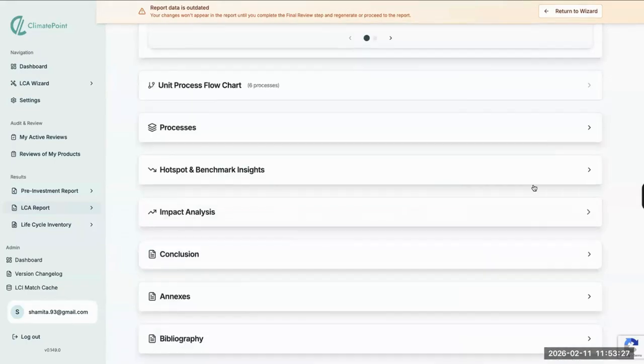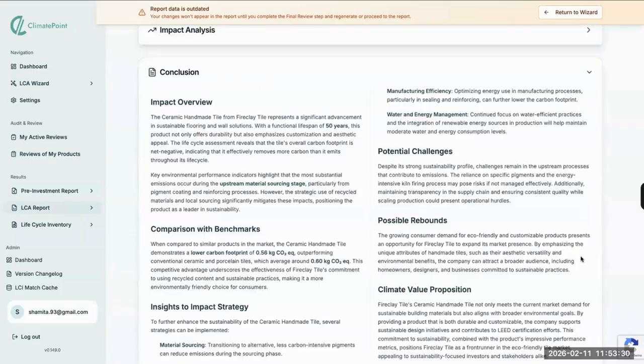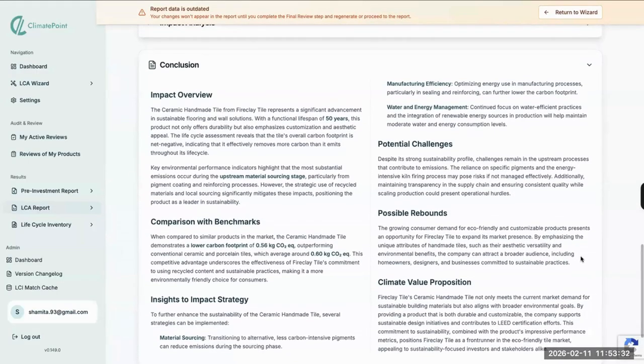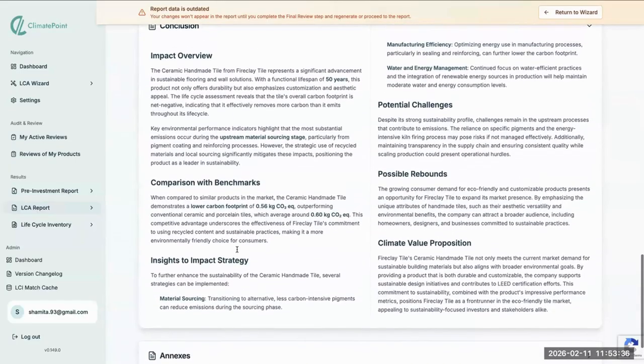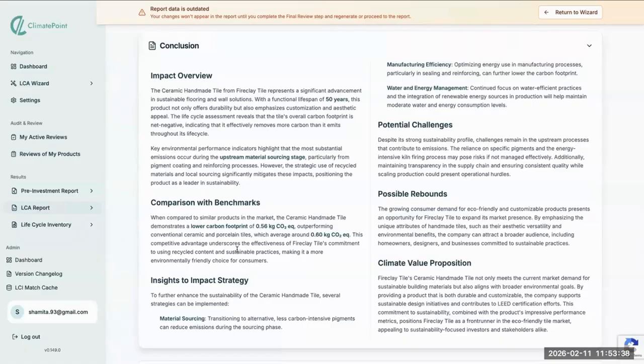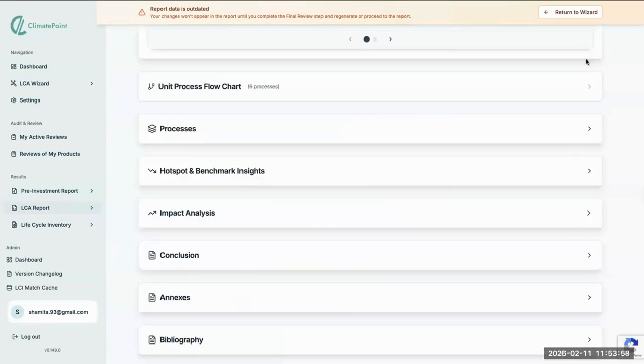I will jump into, there's a little bit of a conclusion, which will tell you what your impact overview is, how you're comparing with the benchmark, what are some insights to your impact strategy that you should focus on, say like top three things that are important for your organization, some challenges and rebounds that you could fall into. Like, is it even possible to abate all of these emissions, or are you in a fix because everything is scope three and kind of out of your control? So this is what the conclusion is for.